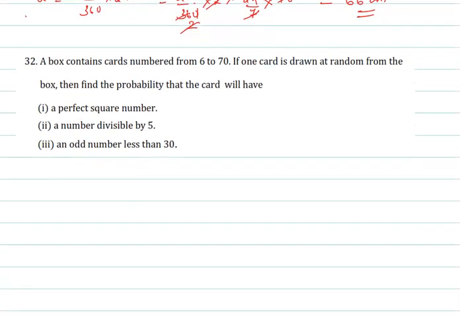A box contains cards numbered from 6 to 70. If one card is drawn at random, then find the probability of getting a perfect square. How many perfect squares are there between 6 and 70? Let us write the set first here.